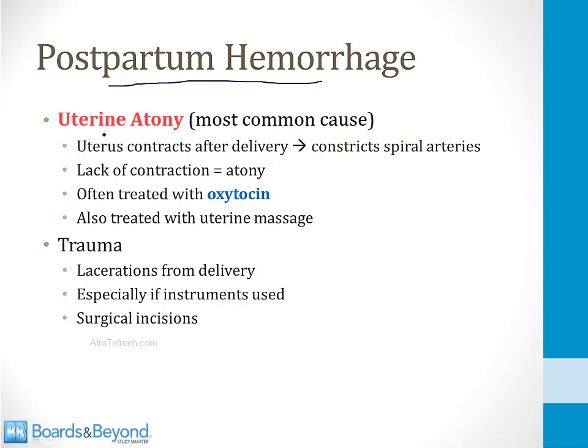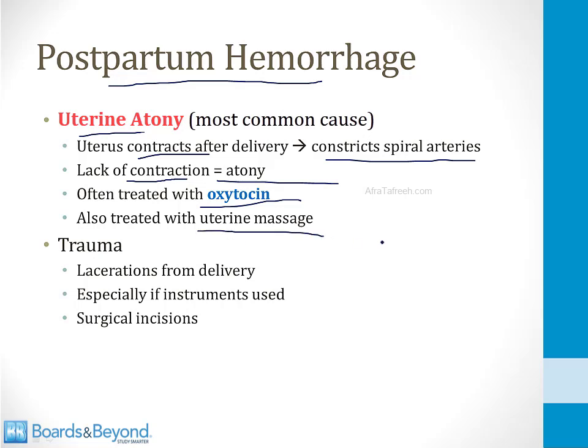The most common cause is uterine atony. The uterus should contract after delivery, and this constricts the spiral arteries and prevents bleeding. If there is a lack of proper contraction, that's called atony, meaning a lack of tone. And this is often treated with the hormone oxytocin, which, as you may know, causes the uterus to contract. It's also sometimes treated with simple uterine massage, where the physician massages the uterus with his or her hands.